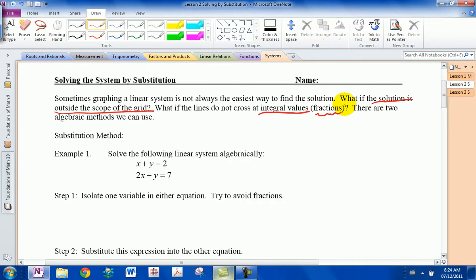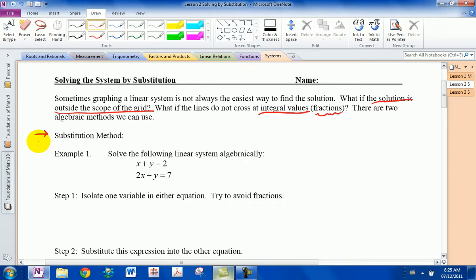Now there's two algebraic methods we can use. Today we're going to look at substitution. Tomorrow we'll look at the other method, which is elimination. And then after that you can choose the method unless I tell you. So usually what we do on a test is I give you some graphing examples, some substitution examples and some elimination examples where I tell you the specific method to use. Then after that, it's up to you to choose. So you do have to know all the methods, but then you can choose your favorite and use that for all the other questions.